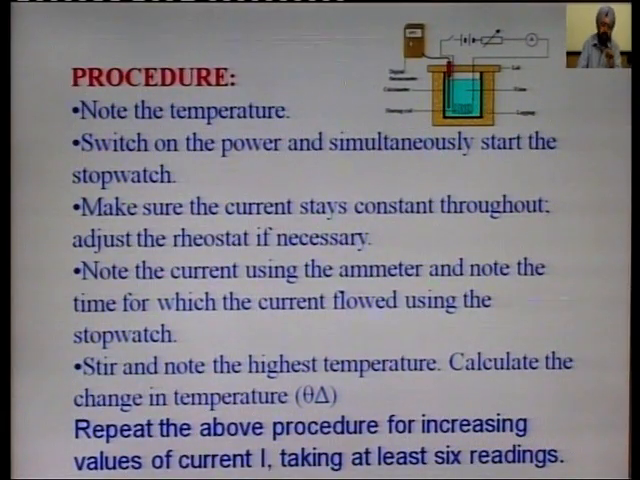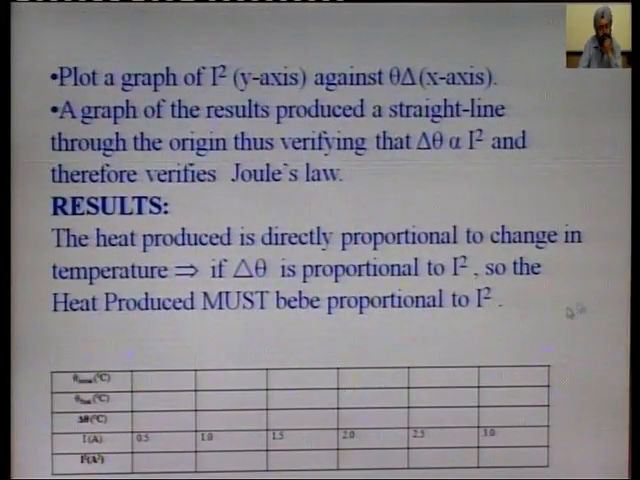When taking one reading, the current must remain constant, the current should not change. Take at least 6 or 7 readings. This is a table that you can use. Plot a graph of I square against delta theta, means change in temperature. Now, if you plot this graph, you will find that change in temperature is directly proportional to the square of current.